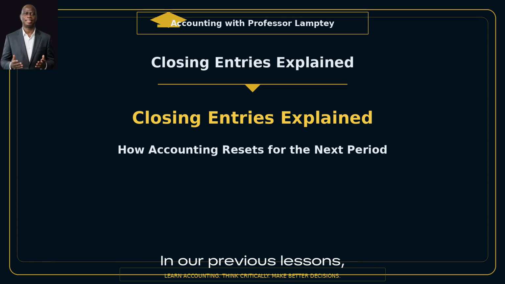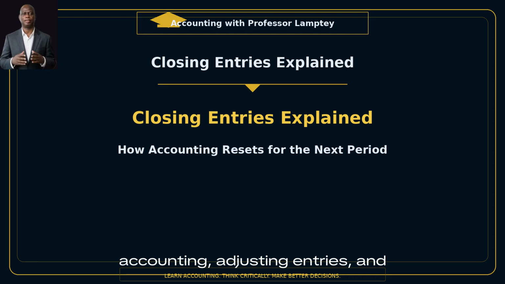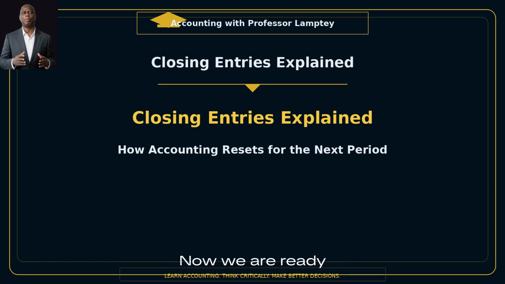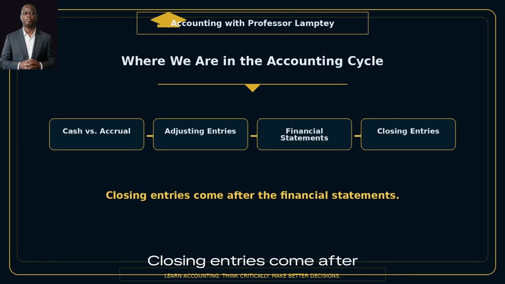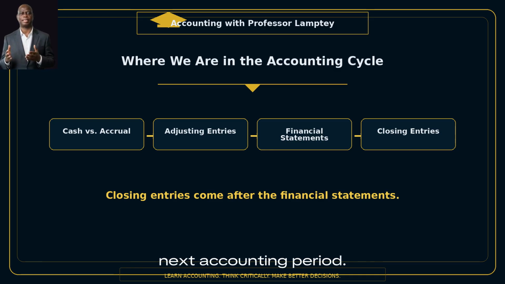In our previous lessons, we have been building the accounting cycle step by step. We talked about cash basis and accrual basis accounting, adjusting entries, and financial statements. Now we are ready for the next step, closing entries. Closing entries come after the financial statements are prepared. Adjusting entries help prepare the financial statements. Closing entries help prepare the accounts for the next accounting period.